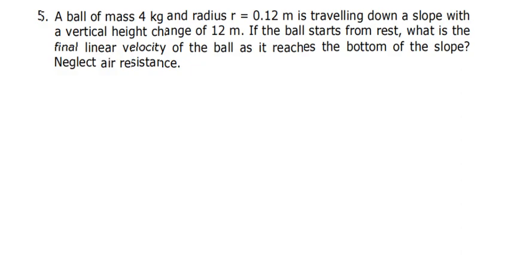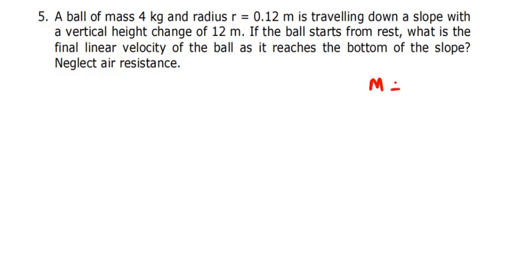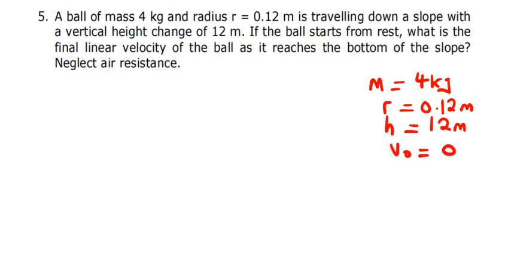What information have we been given? We've been given the mass, 4 kg. We've been given the radius, 0.12 meters. Then it was dropped from a vertical height of 12 meters. What other thing have we been given? We've also been told that it started from rest. If it starts from rest, what will be your initial velocity? Your v initial will be 0.